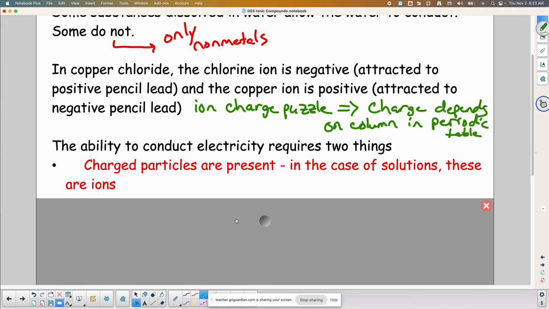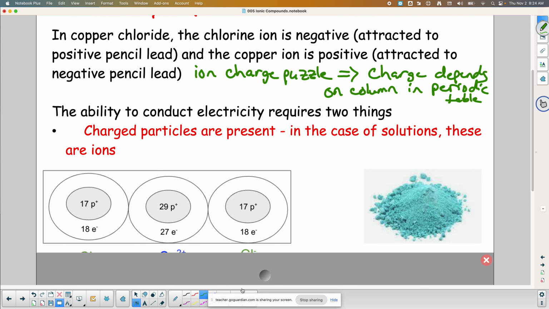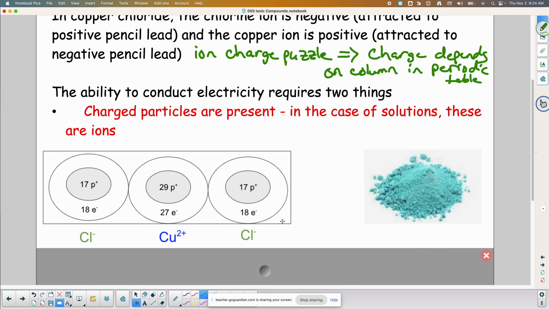We also talked about what it takes to conduct, that the ability to conduct electricity requires two things. The first thing that was required was charged particles had to be present. In the case of a wire, those charged particles were electrons. In the case of the solutions, the only other option was we had to have ions present. Since the copper chloride could conduct electricity, we inferred then that the copper chloride was made from ions.